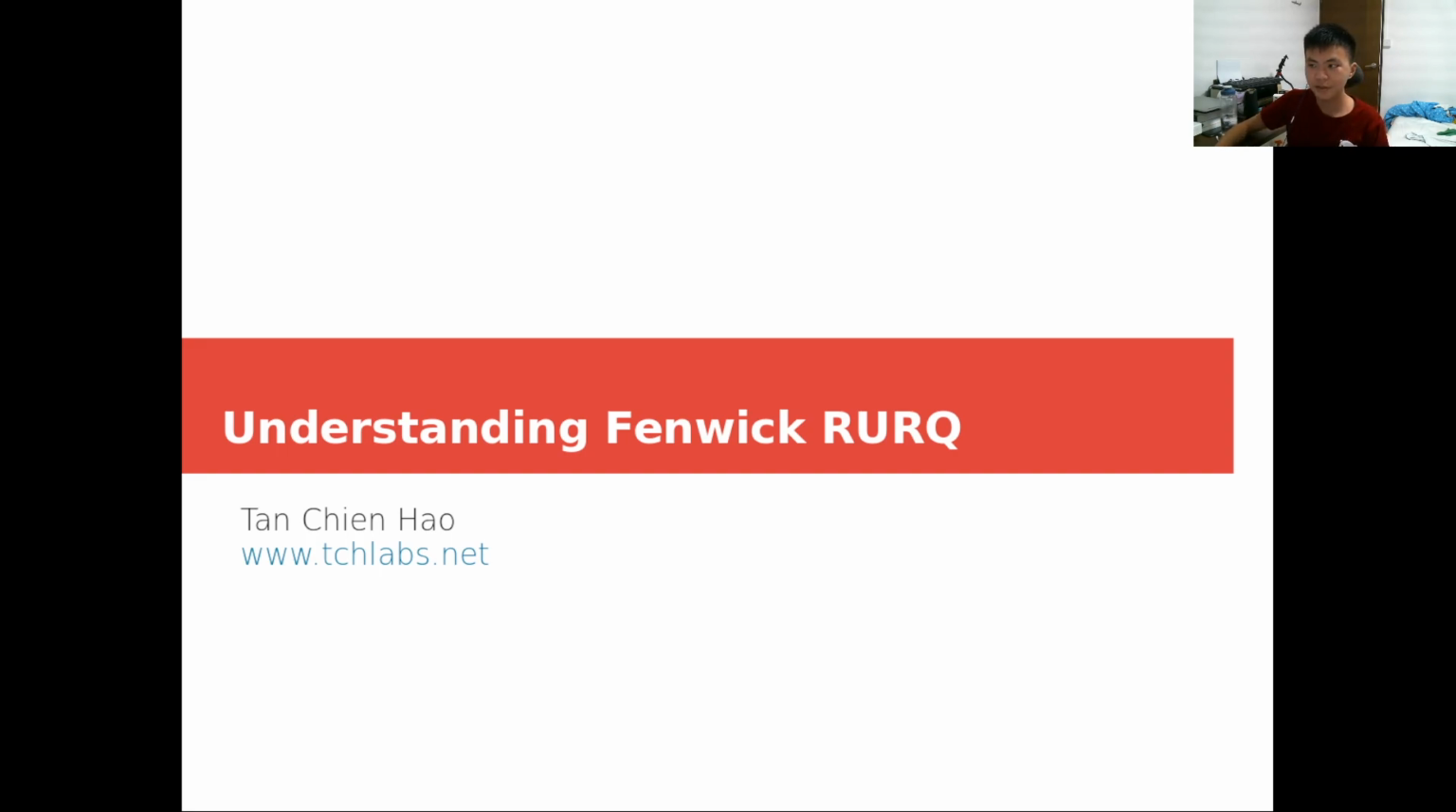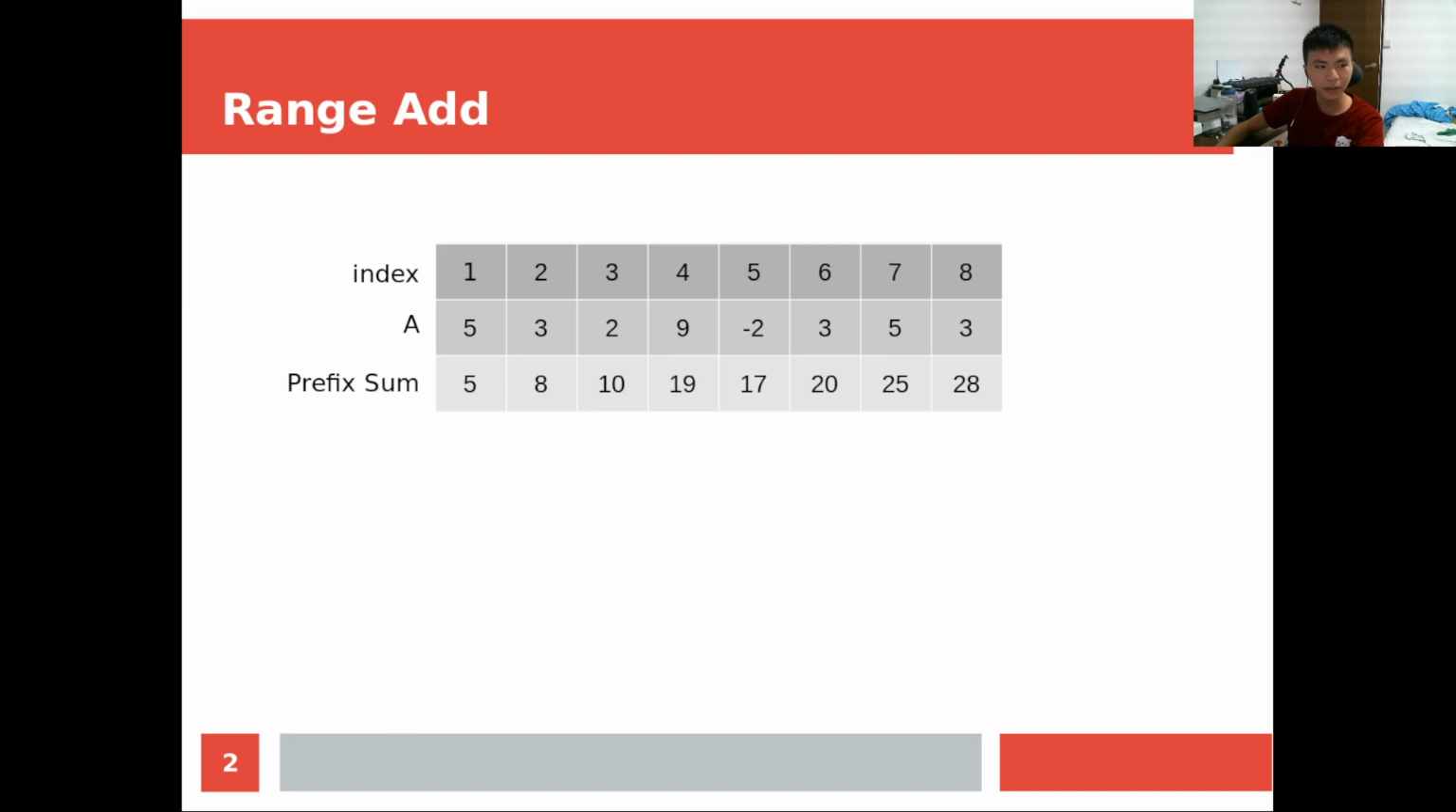I assume that you are already familiar with the point update range query as well as the range update point query Fenwick trees. So today we'll be talking about how we can use two Fenwick trees to maintain a piecewise linear function that keeps track of the contributions and all that. So yeah, let's jump right into it.